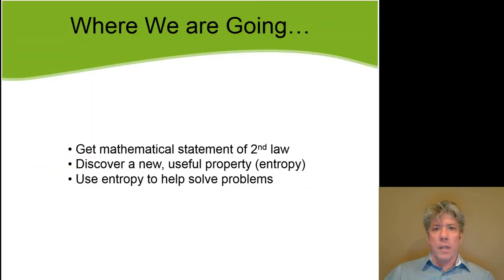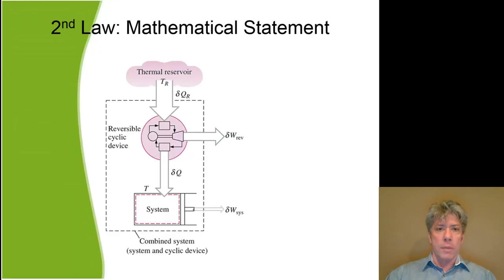This chapter is fairly theoretical, so let's just start off by explaining where we're going. We're going to get a mathematical statement of the second law along the way. We're going to discover a new property that is useful called entropy. We're going to use entropy to help us solve problems.